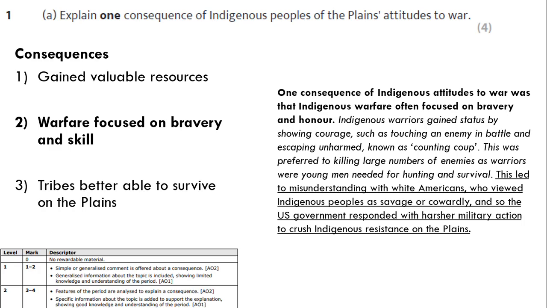and so the US government responded with harsher military action to crush indigenous resistance on the plains. So, reason identified, or consequence identified, factual information in italics, explanation and link to the wider West in underlined. Increases tension, leads to misunderstanding and harsher military action.